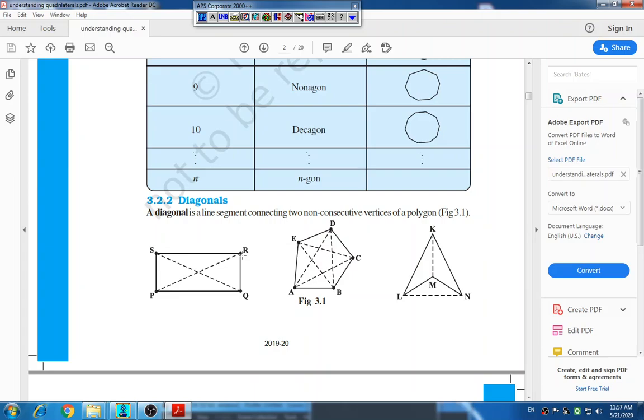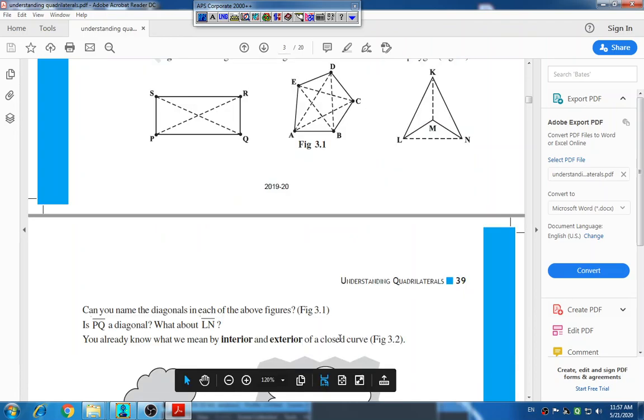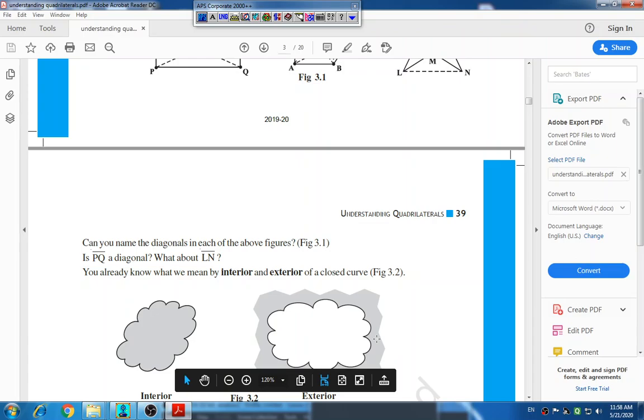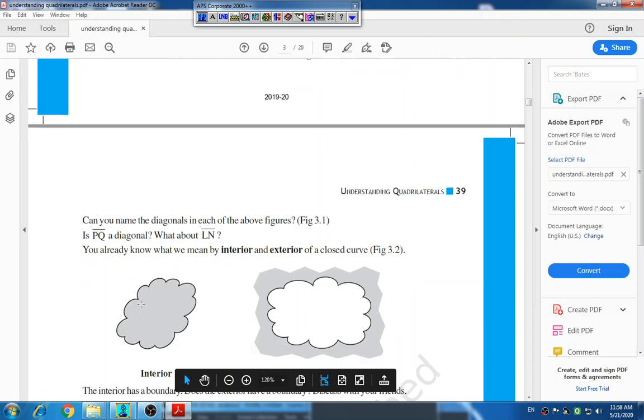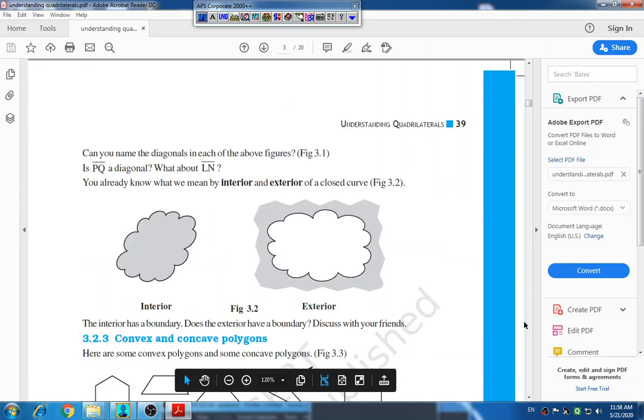Look here. Can you name the diagonals in each figure? Is PQ a diagonal? No. What about LN? LN is also a side. You already know what is meant by interior and exterior of a closed curve. Look here, this is the interior of the closed curve and this is the exterior. We can see that the inner part is colored and here the outer part is colored. So the interior has a boundary and the exterior doesn't have a boundary.